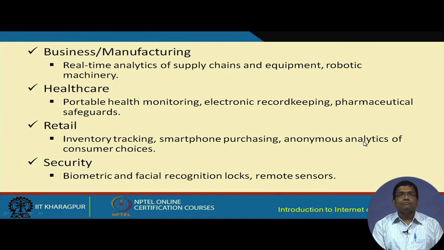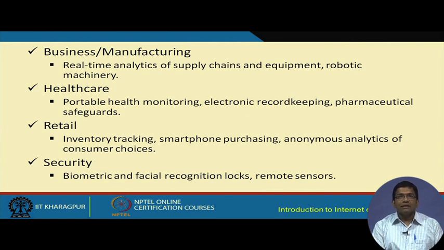So, when we talk about business and manufacturing, we are talking about how to improve the overall supply chain, what are the different equipments that have to be introduced, and different sensors and actuators can be fitted to them. Different robotic machinery can be used in order to improve the business processes.